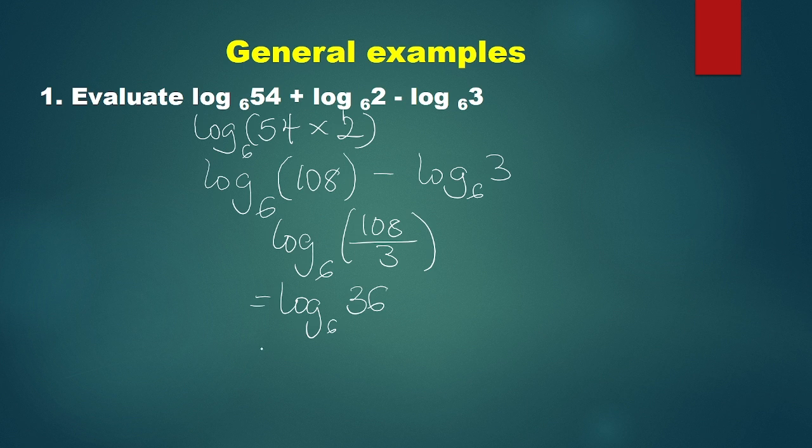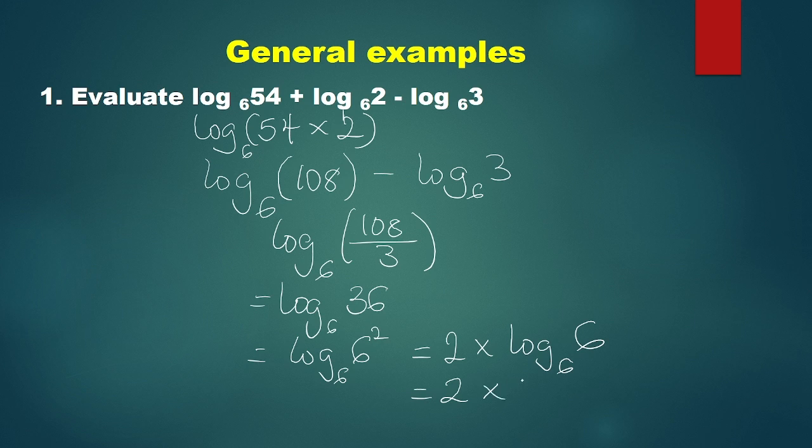I can further rewrite this as log 6 raised to the power of 2 in base 6, because 36 is the same thing as 6 raised to the power of 2. The power law says that if I have a power for my log, I can use that power to multiply the log itself, and that will be 2 times log 6 in base 6. Now, when you have a log of the same base, we simply change this to 1. So log 6 base 6 is the same thing as 1, and 2 times 1 is 2. So I have simply evaluated this question to get 2 as an answer.